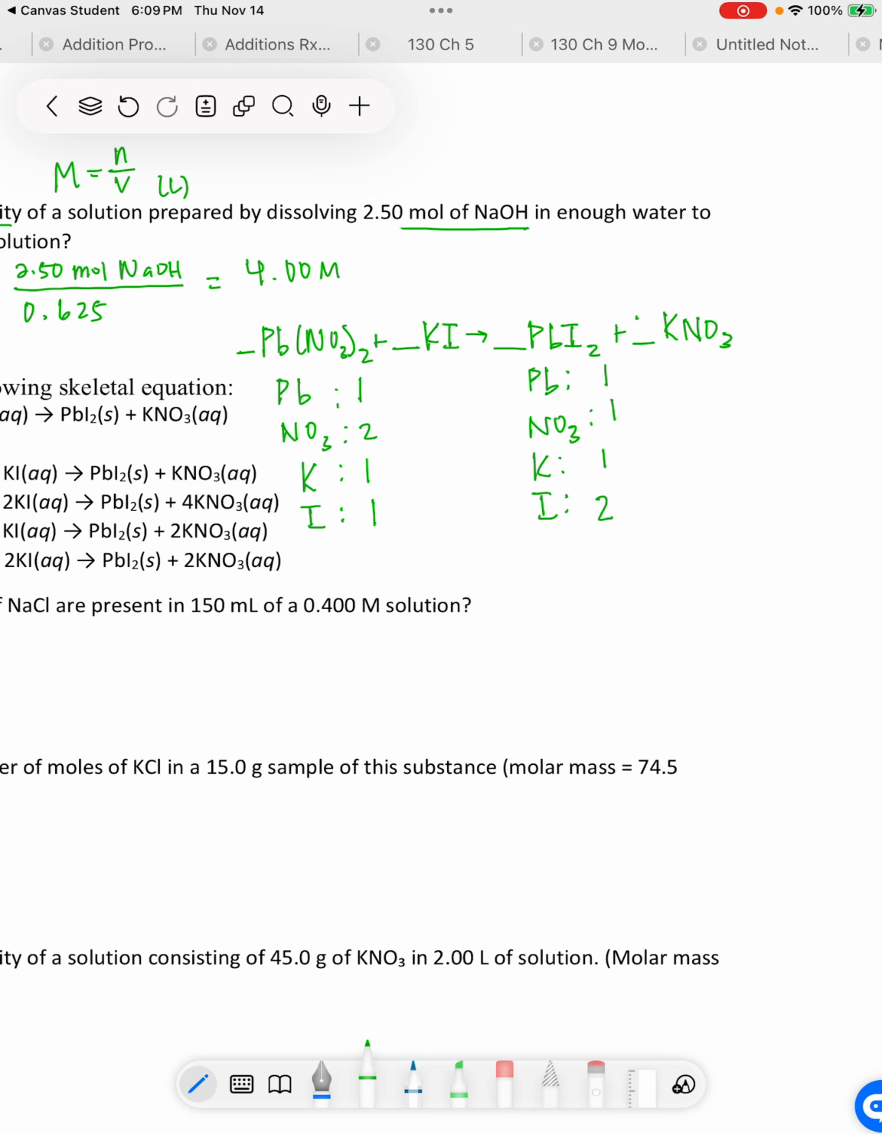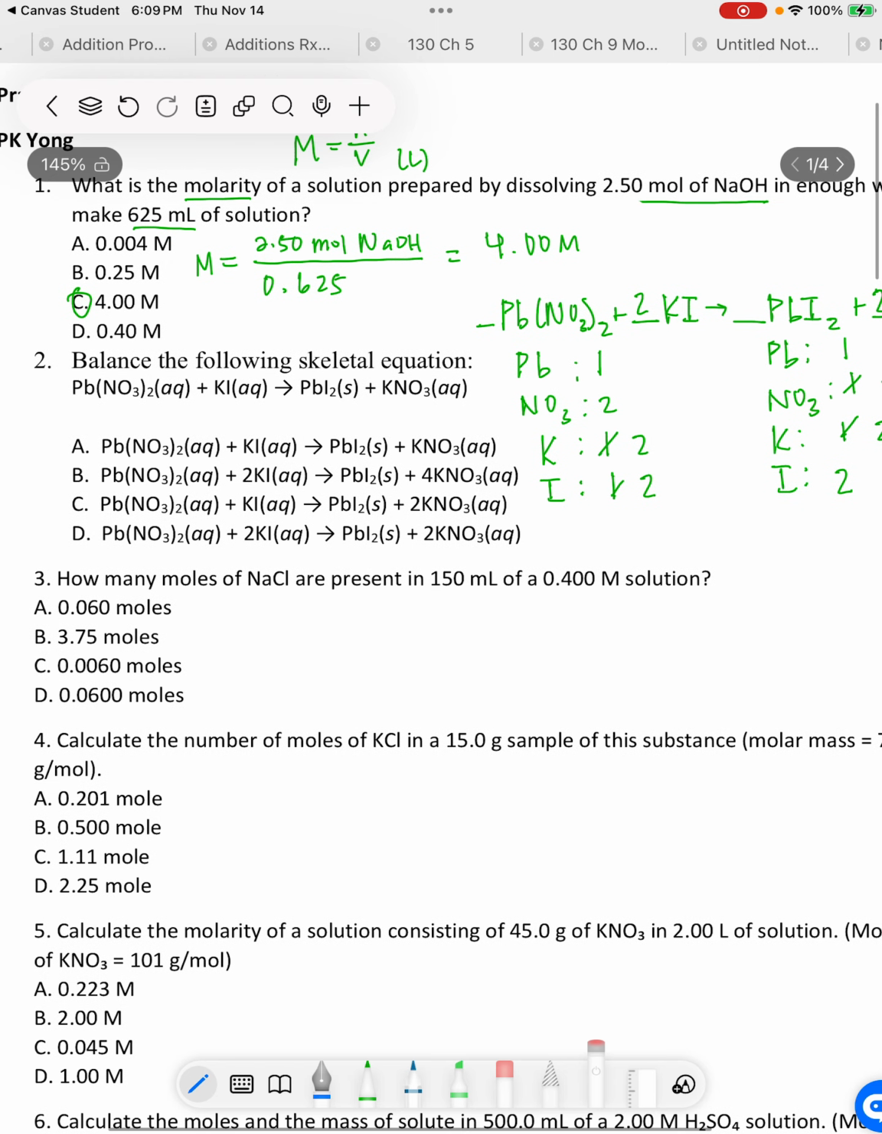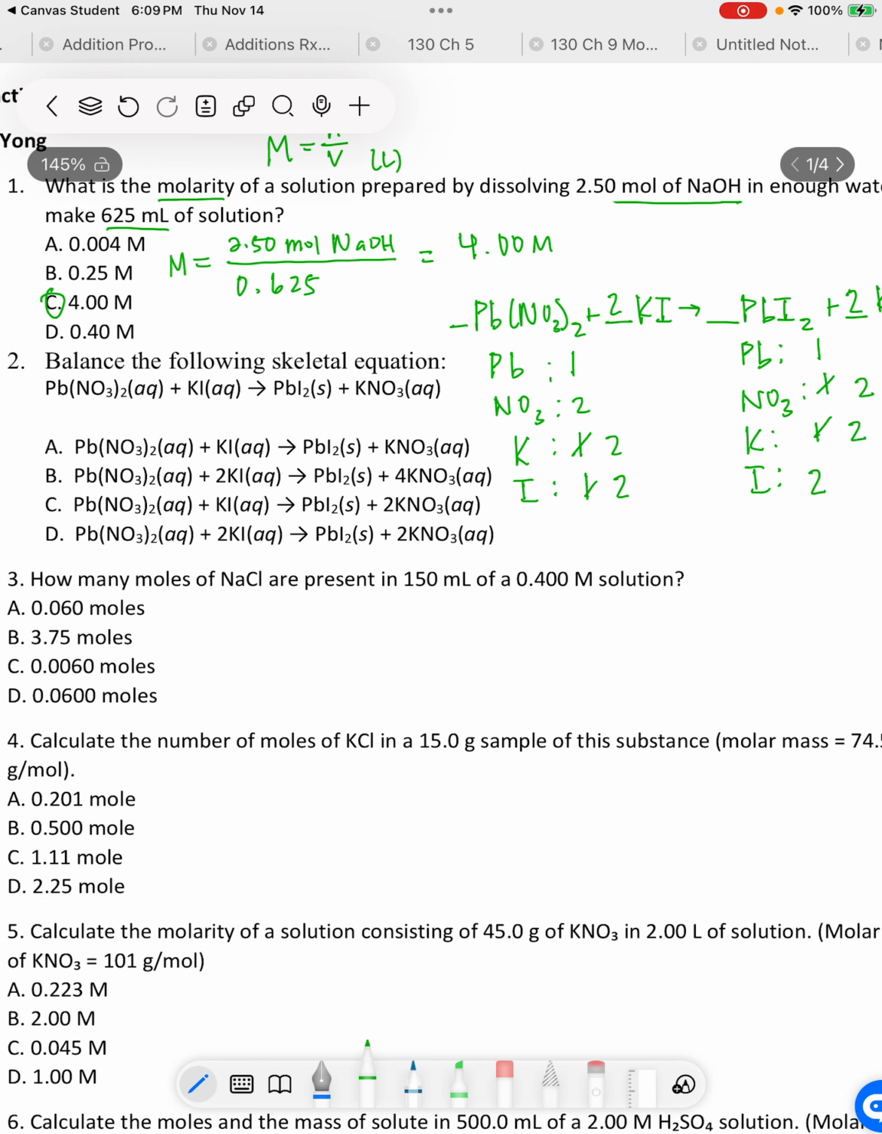All right, so our lead is balanced. We have 2 nitrates on the reactant side, so we need 2 nitrates on the product side. So we're going to update that. And now we need 2 potassiums over here. So now we have 2 and 2. If you look across, we have 1 lead, 2 nitrates, 2 potassiums, 2 iodines. So look at our answer. We want to do D.